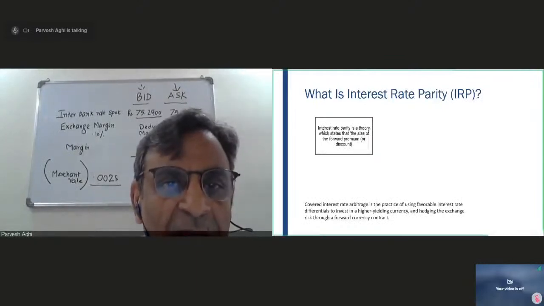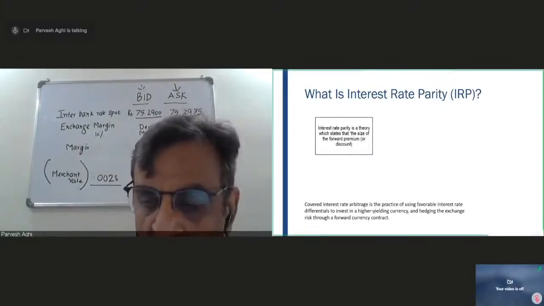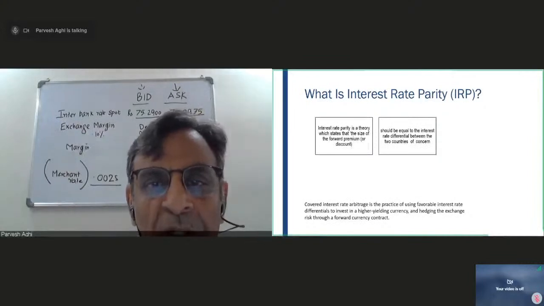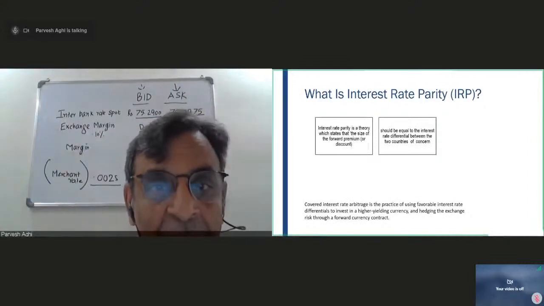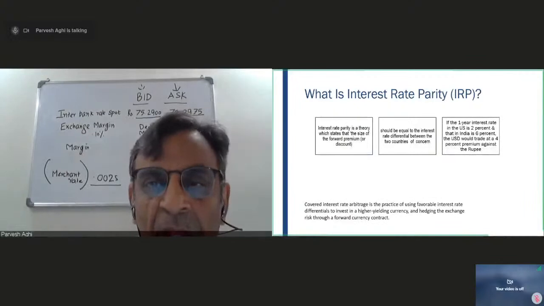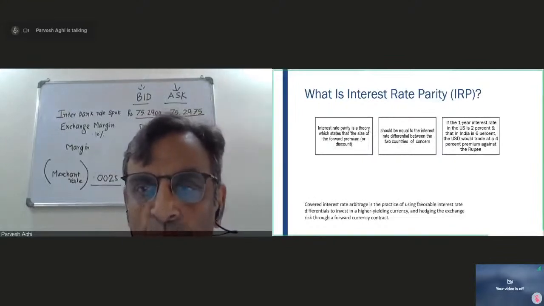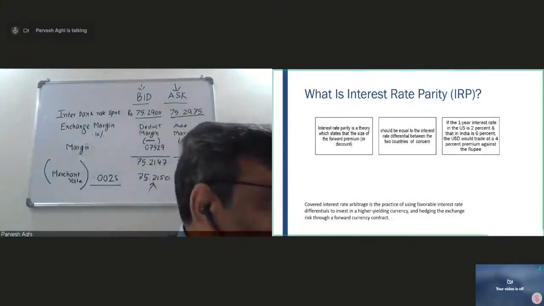Interest rate parity theory states that the size of the forward premium or discount shall be equal to the interest rate differential between the two countries concerned. So we have seen that example, okay? And we'll see it again. If the 1 year interest rate in US is 2% and that in India it is 6%, then the US dollar would trade at a 4% premium against the rupee.